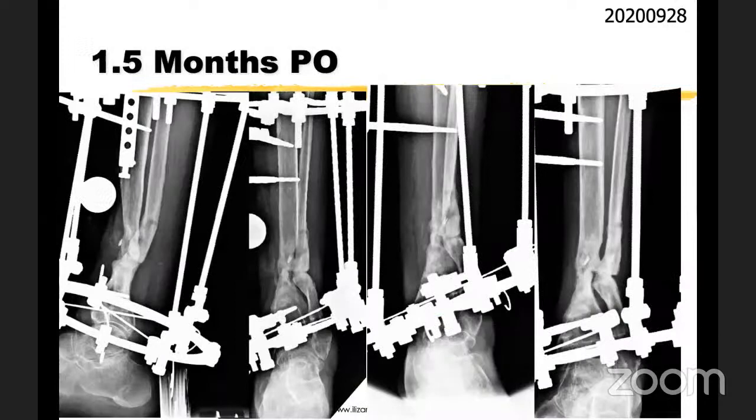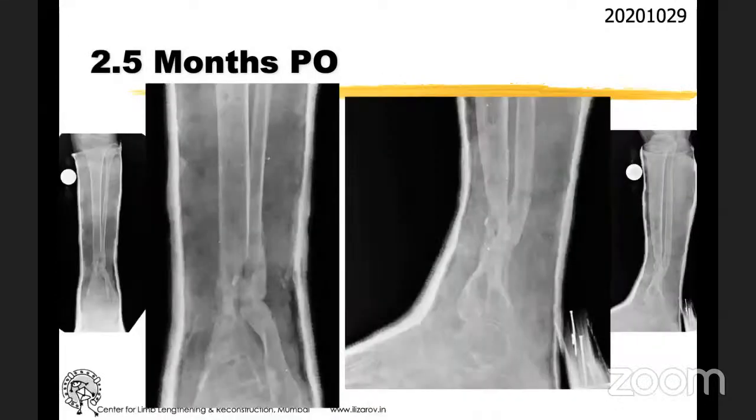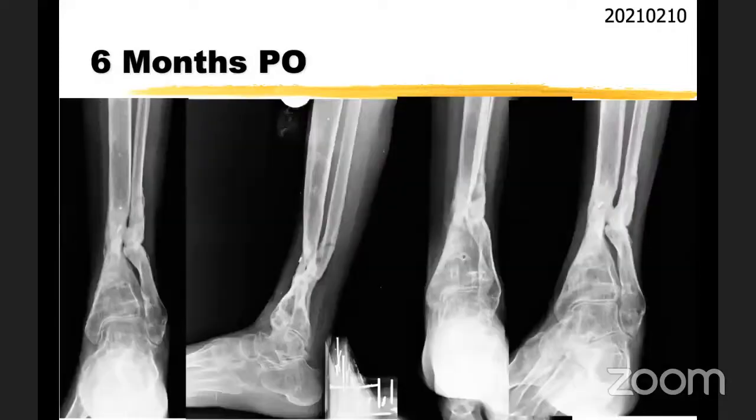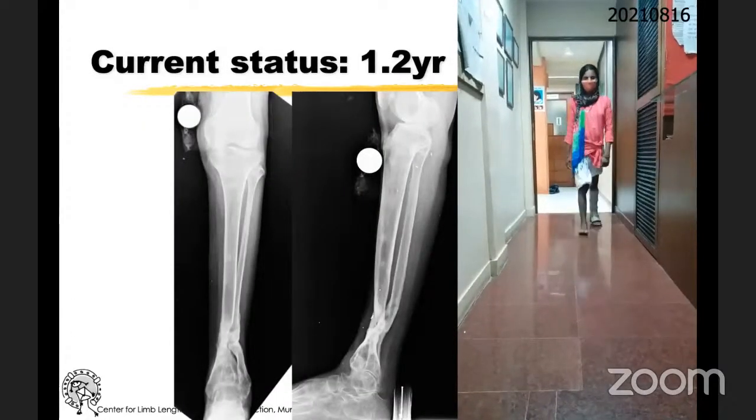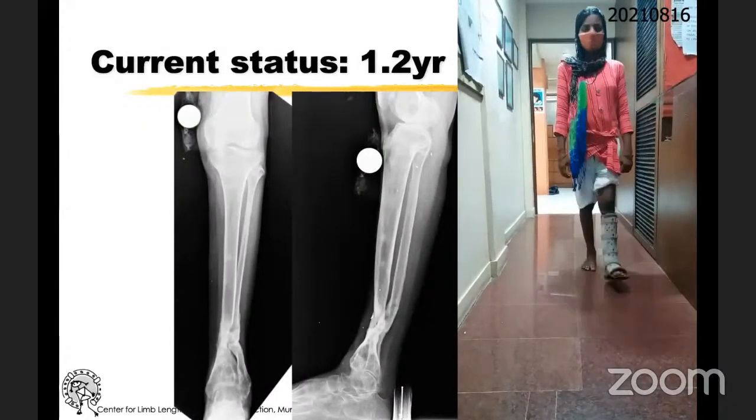This is 1.5 months post-op following bone grafting. At 2.5 months post-op, it shows nice healing going on anteriorly. This is 6 months post-op. This is the current status of the patient, 1.2 years post-op.